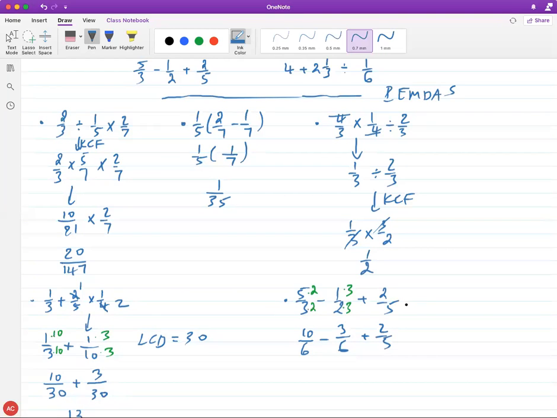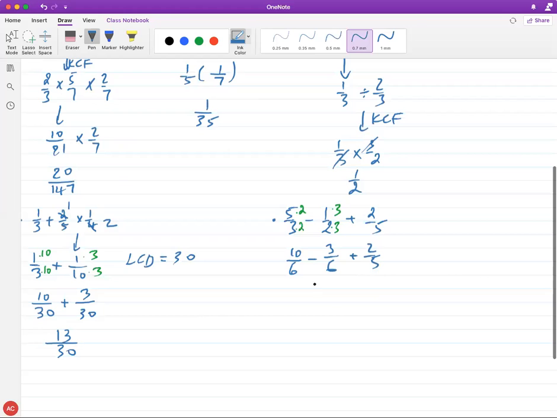By the way, we can do all at the same time. Also, you can find the common denominator for all of them, or you can do one by one. This would be the same thing. So let's continue finishing this one first, and then we're going to add. This will be 10 take away 3, that's 7 over 6, plus 2 over 5.